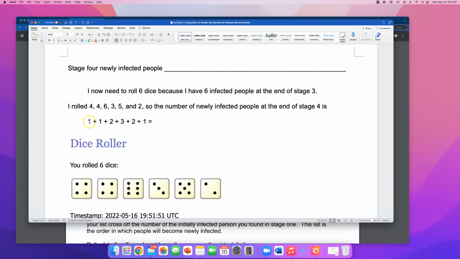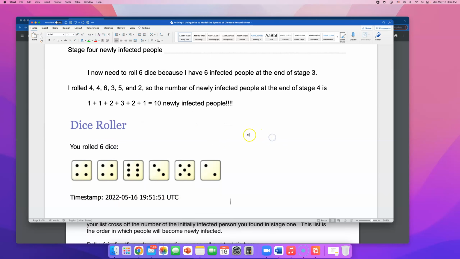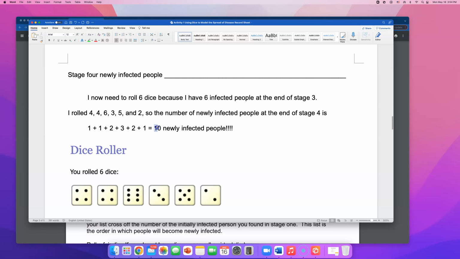Let's add these up. 1 plus 1 plus 2 plus 3 plus 2 plus 1. What's that going to be? Hold on, let me try. That's 4, 7, 9, and 10. Oh my goodness, I have 10 newly infected people. This is going up so fast. So I have to go and highlight and cross out 10 people from my list.